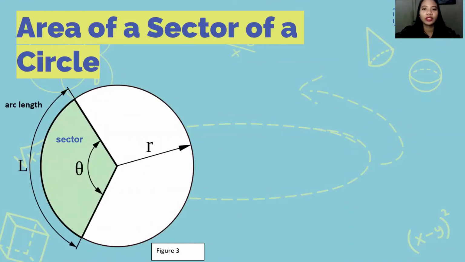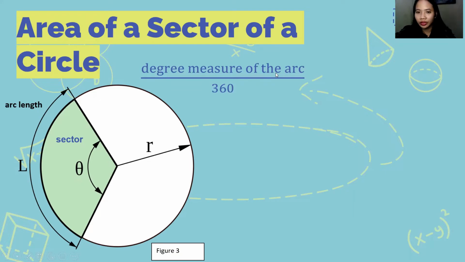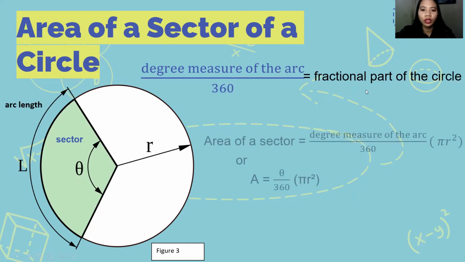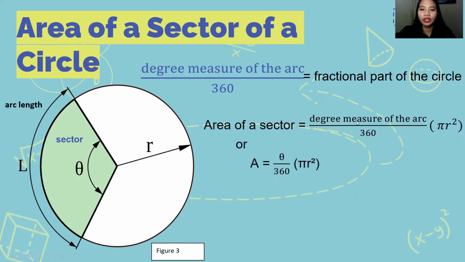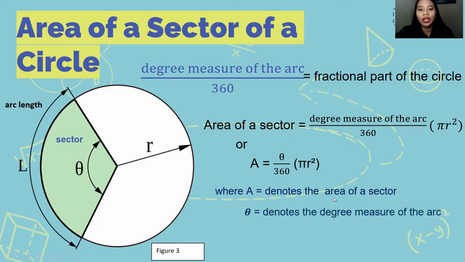To find the area of the sector of a circle, we will use the degree measure of an arc over 360 degrees. So it is a fractional part of the circle. The area of the sector is equal to the degree measure of an arc over 360 times pi r squared. So A is equal to theta over 360 degrees times pi r squared, where A is denoted as the area of our sector, and theta is denoted as the degree measure of our arc.